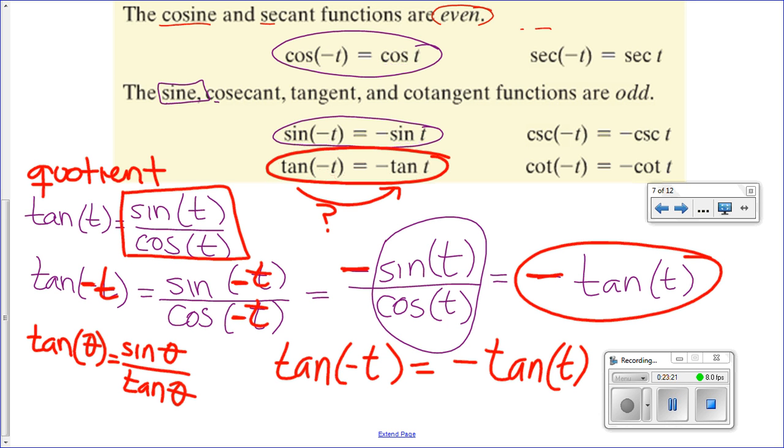I have a question. Yes. Wouldn't the bottom one be cosine? The bottom one will be cosine. Yes. I'm sorry, Brisa. But thank you for paying attention. Yes, that will be cosine.